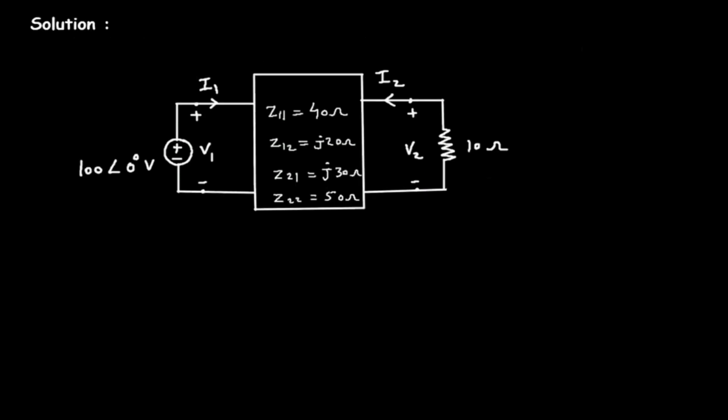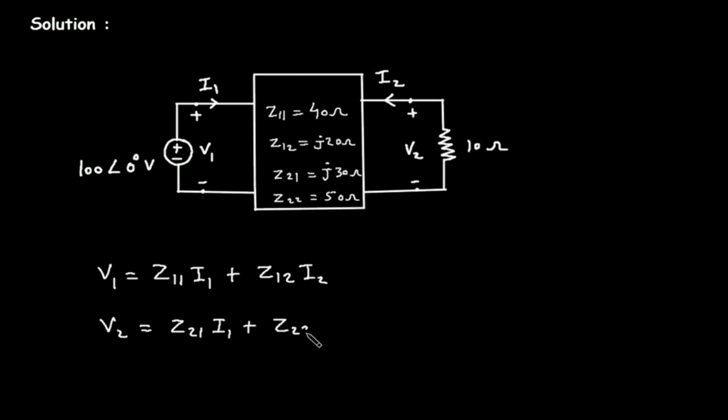First we will write the expression for Z parameters. The expression is V1 is equal to Z11 I1 plus Z12 I2, and V2 is equal to Z21 I1 plus Z22 I2. Suppose this is equation number 1 and this is equation number 2. Now, here we can see the values for the Z parameters are given. Also, the value for V1 is given. Then we can find the value of V2.